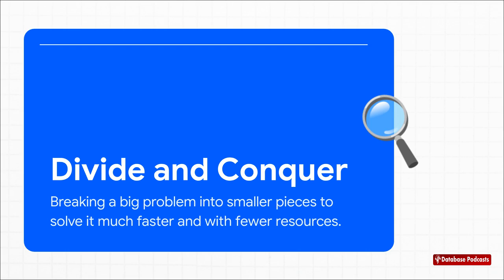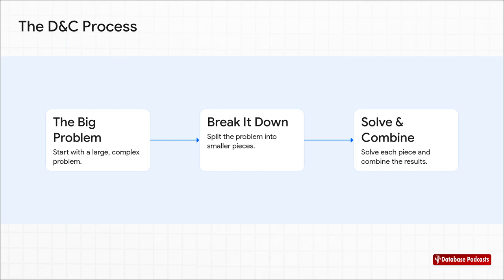The idea is incredibly simple. You don't try to climb the whole mountain in one go. Instead, you break it down into a bunch of smaller, more manageable hills. You solve each one of those, and before you know it, you've conquered the whole thing way faster and more efficiently. The process itself is super intuitive when you see it laid out.